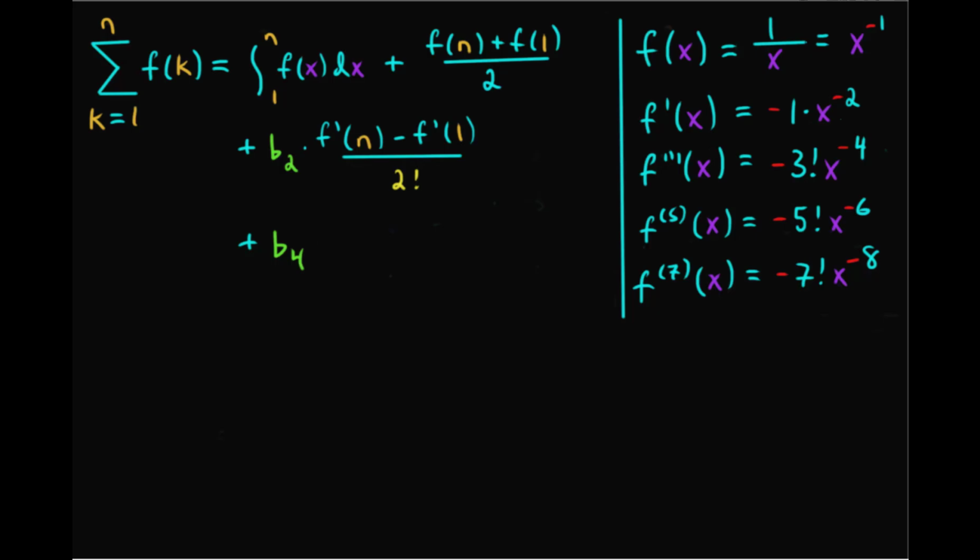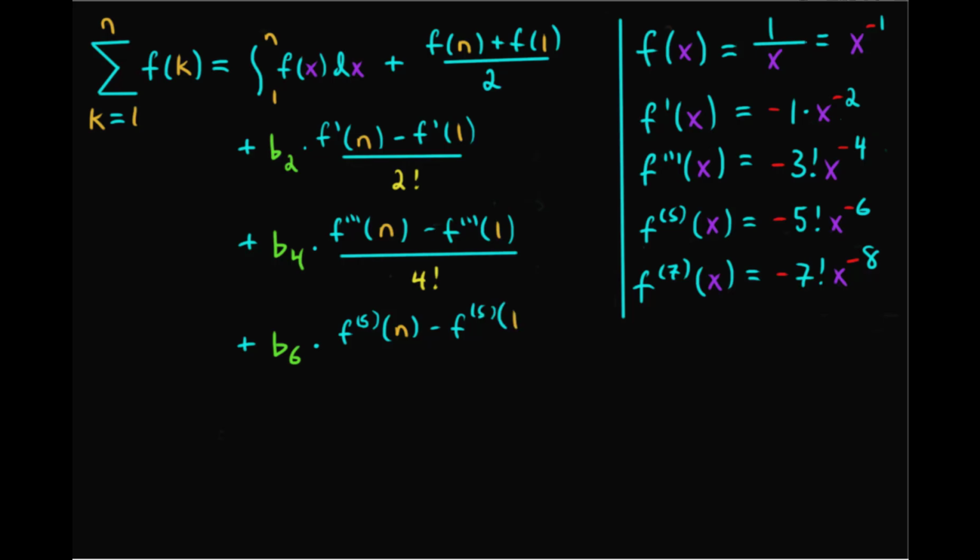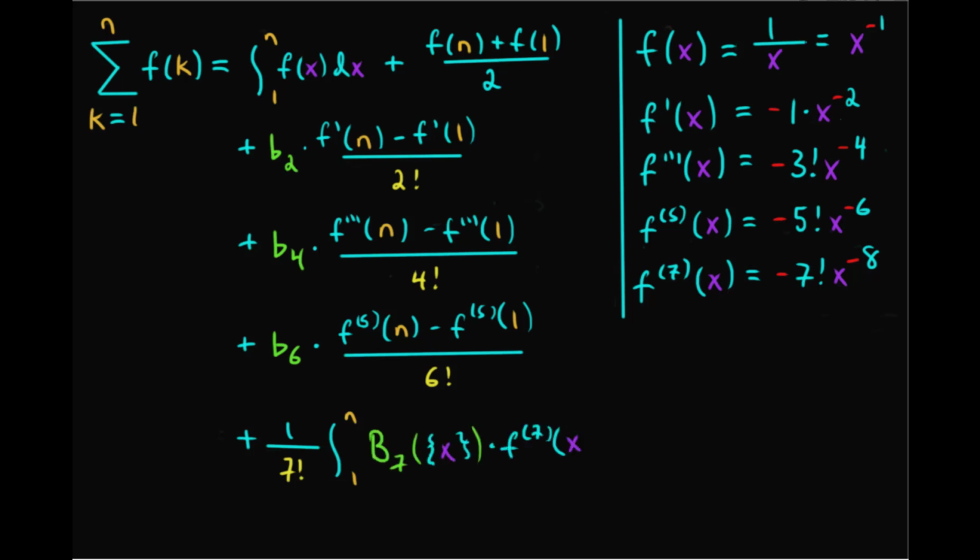plus b sub 4 times f triple prime of n minus f triple prime of 1 all over 4 factorial, plus b sub 6 times the fifth derivative of f evaluated at n minus the fifth derivative of f evaluated at 1 all over 6 factorial, plus 1 over 7 factorial times the integral from 1 to n of the seventh periodic Bernoulli polynomial of x times the seventh derivative of f of x dx. So that's our general formula. Now let's use it for our function f of x equals 1 over x.